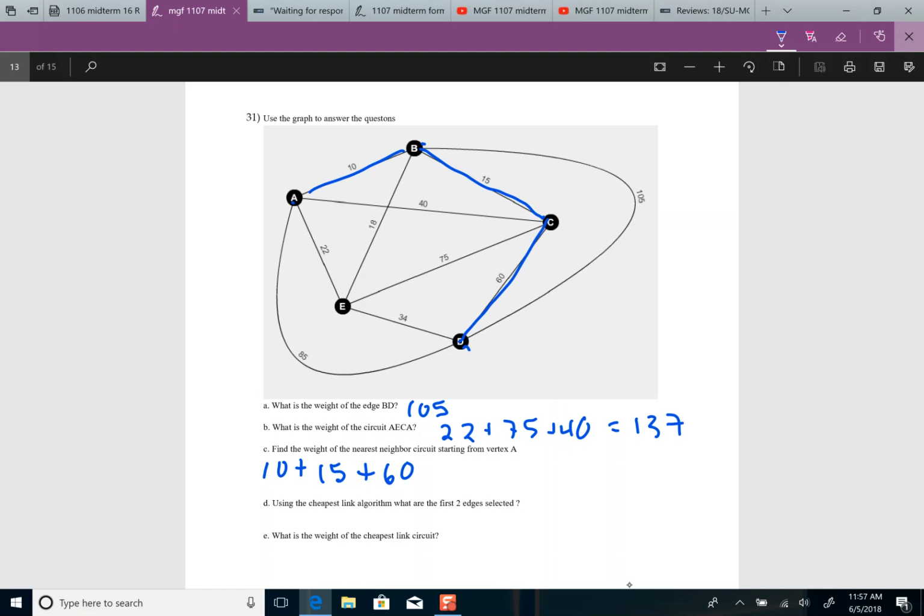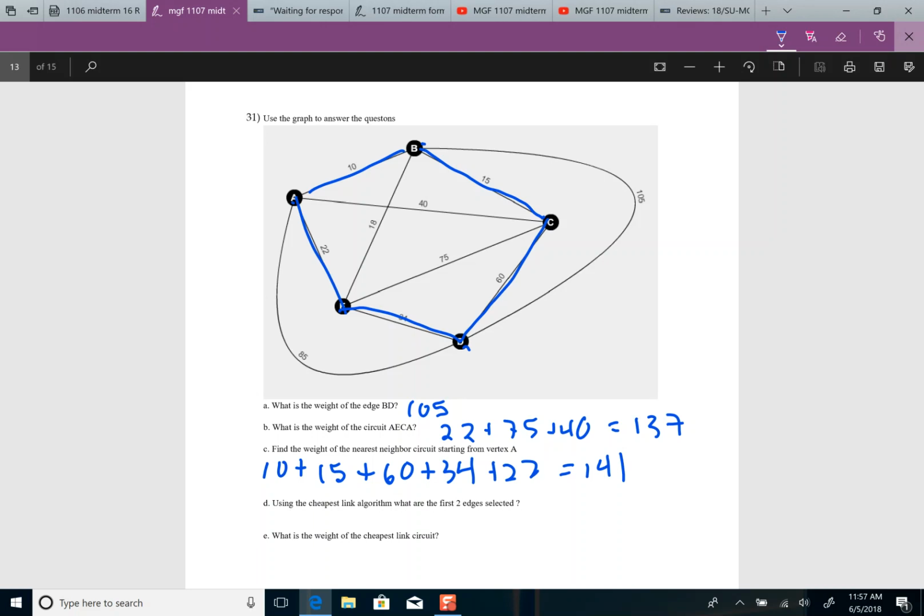Okay, so now that I'm here, I have choices of 34, 85, and 105. Now I need to always stay with the smallest one, but I also don't want to form a circuit until I've gone through everything. So when I'm looking, I go, what's the smallest? The smallest is 34, so let's go 34. And at this point, I've been to A, to B, to C, to D, to E. That's awesome. I just need to finish up. I go into A, which is 22. Okay, so I have 10, 15, 60, 34, 22, which says 141.